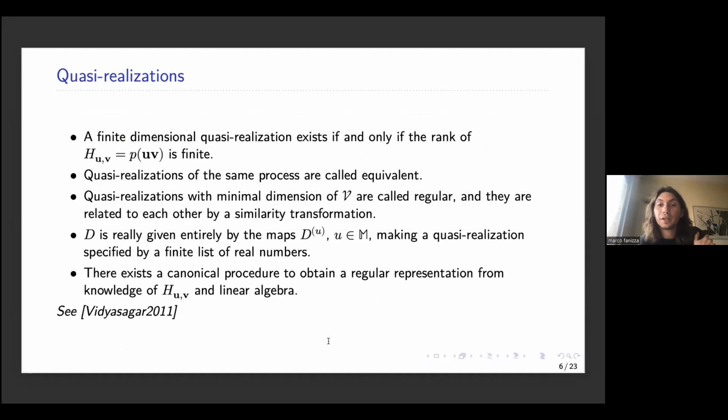These kinds of models have very nice properties, and in fact, they are quite a general explanation of a stochastic process. It can be proved that a finite dimensional quasi-realization exists if and only if the rank of a certain matrix constructed from the probabilities is finite. Quasi-realizations of the same process are called equivalent. Quasi-realizations with minimal dimension have a special role, and they are called regular, and they are related to each other by similarity transformation. The function from words to maps is given entirely by the single letter maps, making a quasi-realization specified by a finite list of real numbers. And most importantly, there exists a canonical procedure to obtain a regular representation from the knowledge of the probabilities and just linear algebra. If you want to see more about these properties, you can see the review by Vidyasagar.